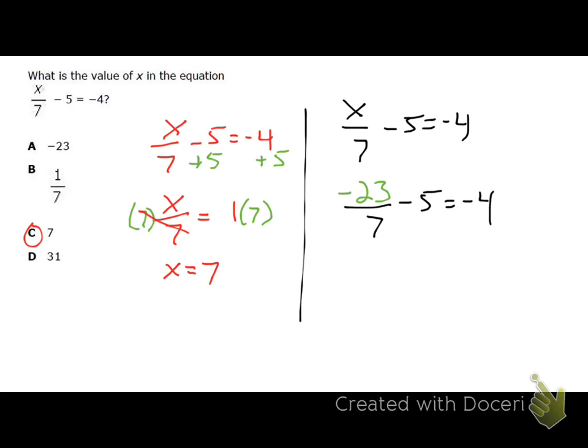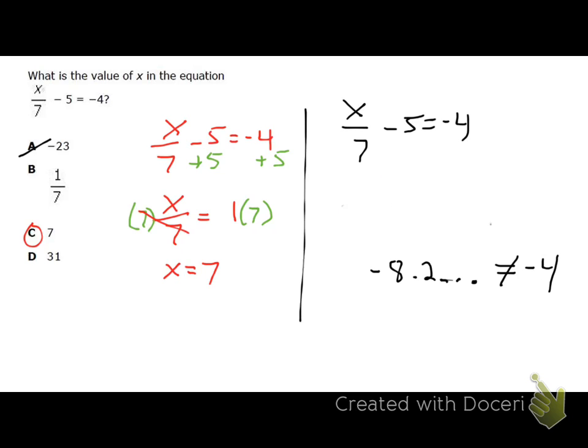If I were to put this into my calculator, let's see. Negative 23 divided by 7 minus 5. In my calculator, this ends up being negative 8.2 something, and I can see that that's clearly not equal to negative 4. So I just threw this whole left side of the equation into my calculator, and I get something that's not negative 4. Therefore, x is not negative 23, and we could just eliminate it. And so then I can just go through my other answer choices.